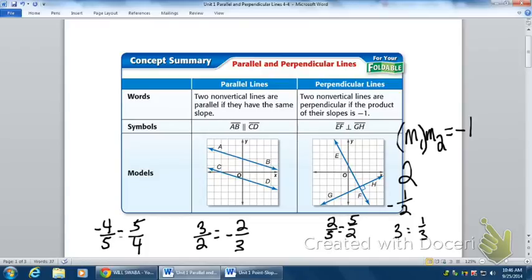All right? So parallel slopes have the same slope. Perpendicular slopes have those reciprocals. Okay? Reciprocals. Because that's the reciprocal of it. And when you're talking about perpendicular lines, that's what that means.